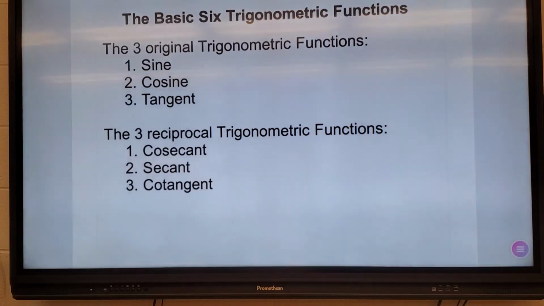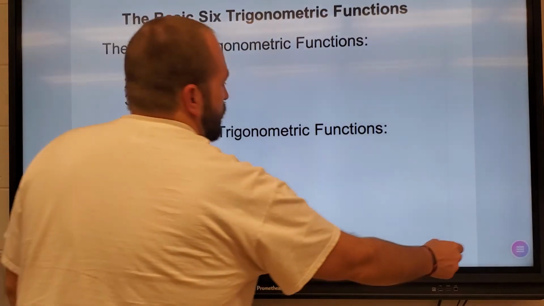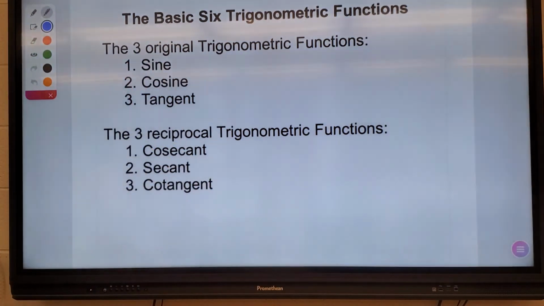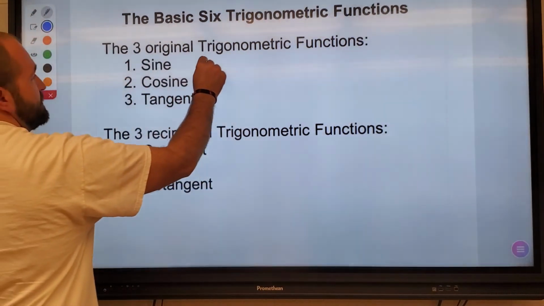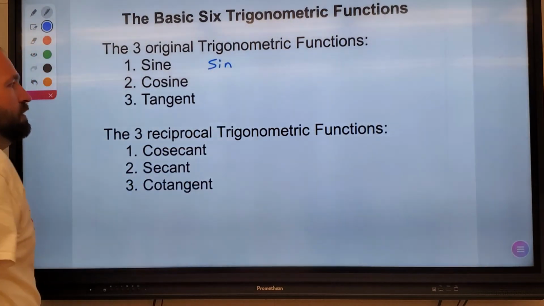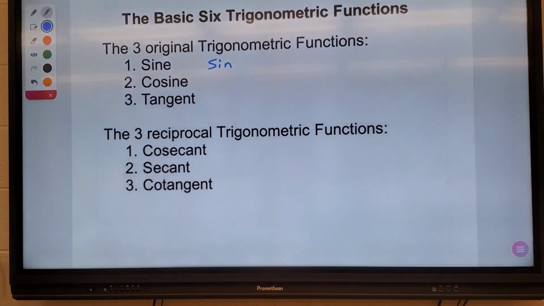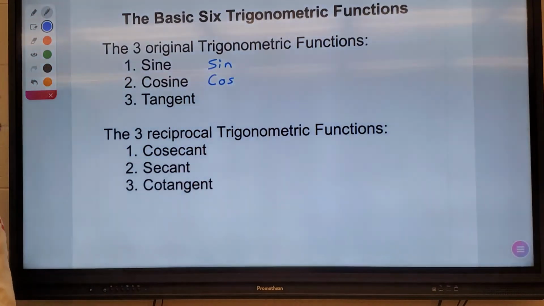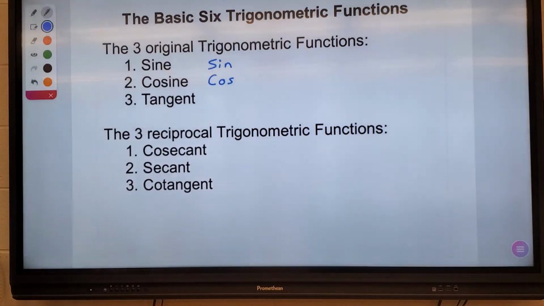The 6 basic trig functions that we're going to talk about, the original 3 are sine, which you've seen on a graphing or scientific calculator as sin. Cosine you've seen as cos. Tangent you have seen as tan.